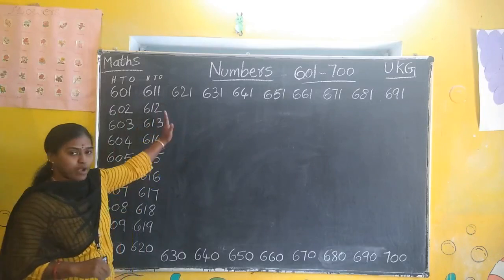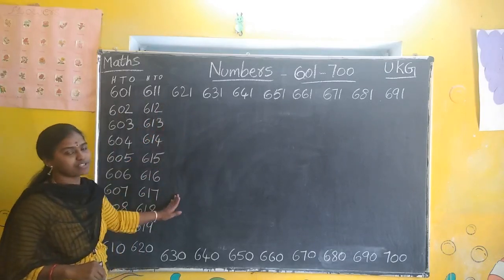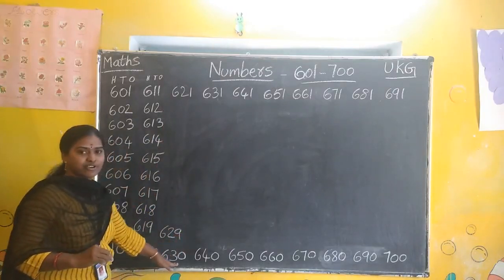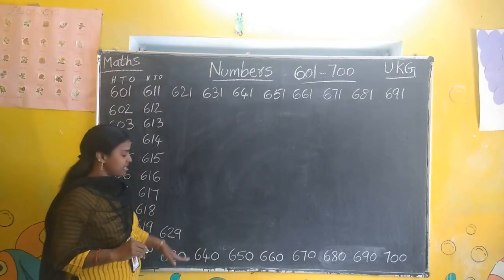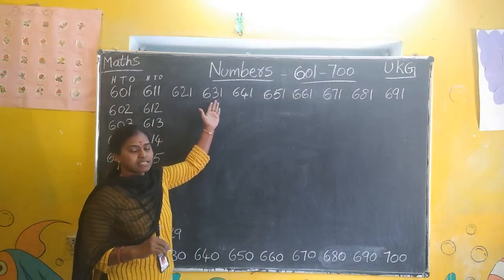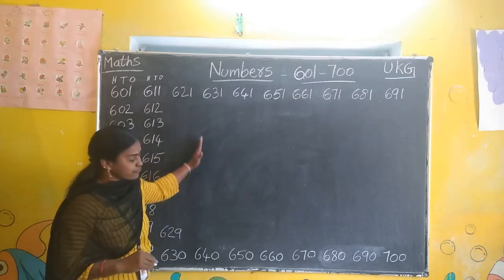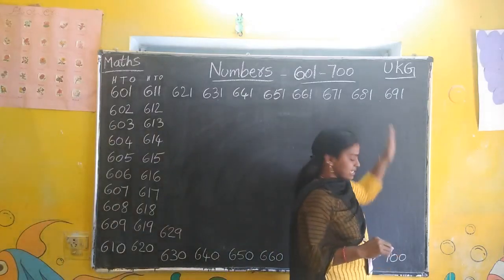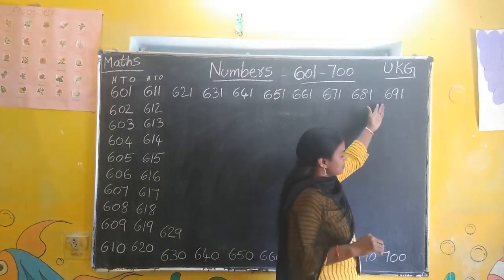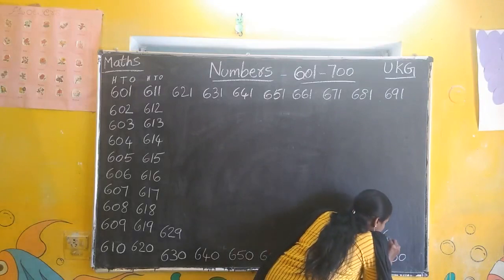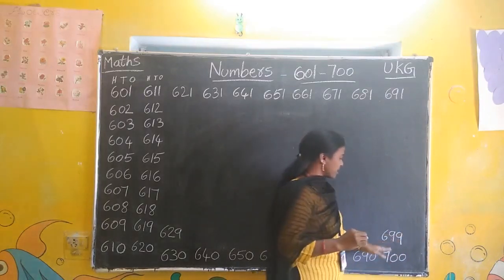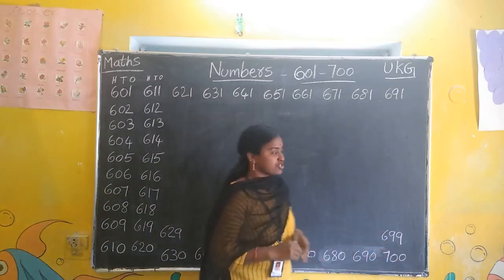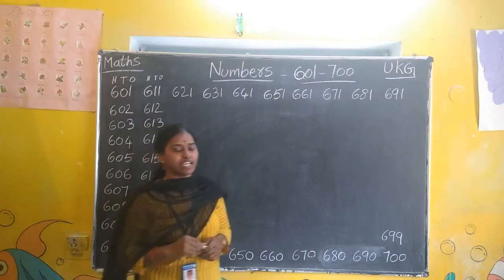Okay, now you have to write between numbers. These numbers you have to complete. After 629, the number is 630. Okay, after 30, 631. Like this, you have to fill the numbers and write neatly, children. After the number completes 690, 691, write the big numbers. And after 699, the number is 700. Okay? 700. Okay, children, practice these numbers and write neatly in your notebooks. Thank you.